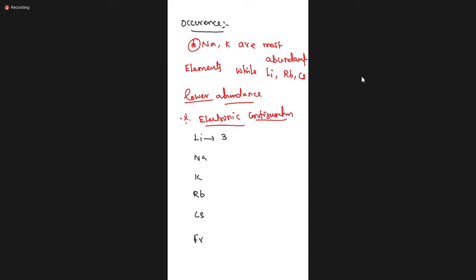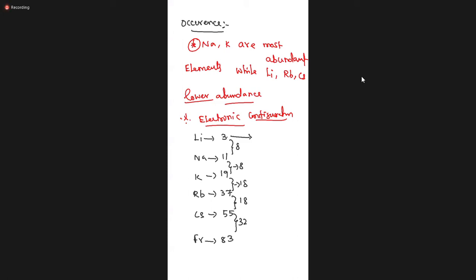Lithium atomic number 3, sodium atomic number 11, potassium atomic number 19, rubidium atomic number 37, cesium atomic number 55, francium atomic number 87. See, from the second period to the third period, I had 8 elements. Third period to fourth period, I added 8 elements. Fourth to fifth period, I added 18 elements. Fifth to sixth period, I added 18 elements. Sixth to seventh, I added 32 elements. This is called periodic property.